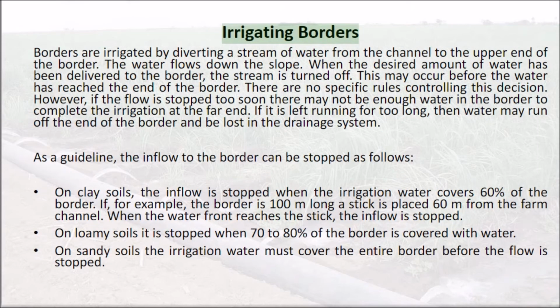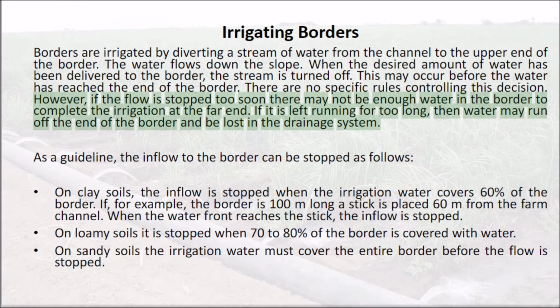Irrigating borders. Borders are irrigated by diverting a stream of water from the channel to the upper end of the border. The water flows down the slope. When the desired amount of water has been delivered to the border, the stream is turned off. This may occur before the water has reached the end of the border. There are no specific rules controlling this decision.